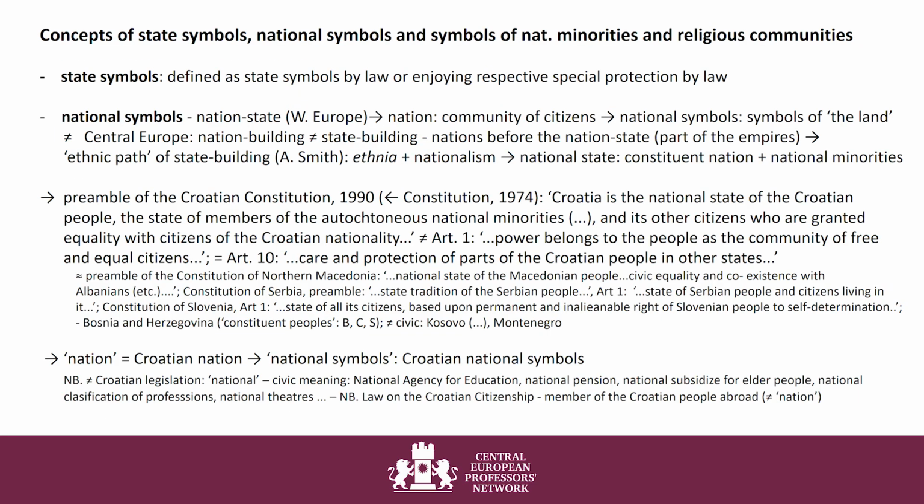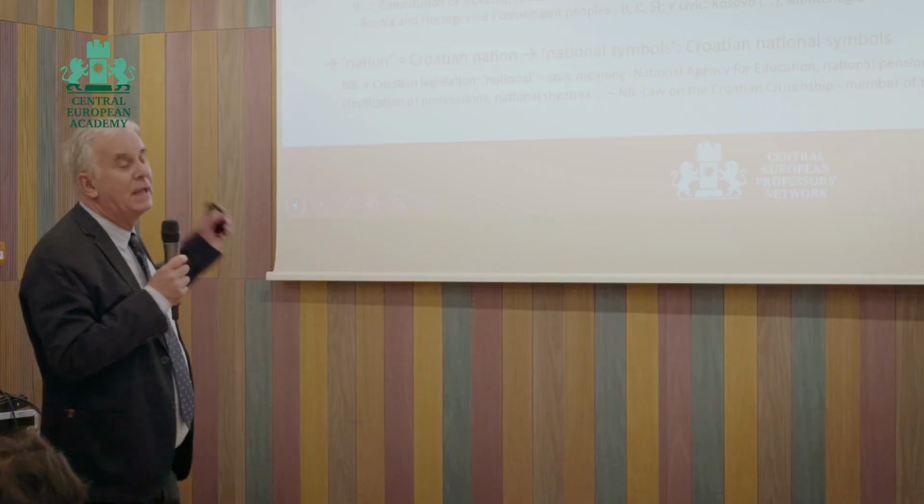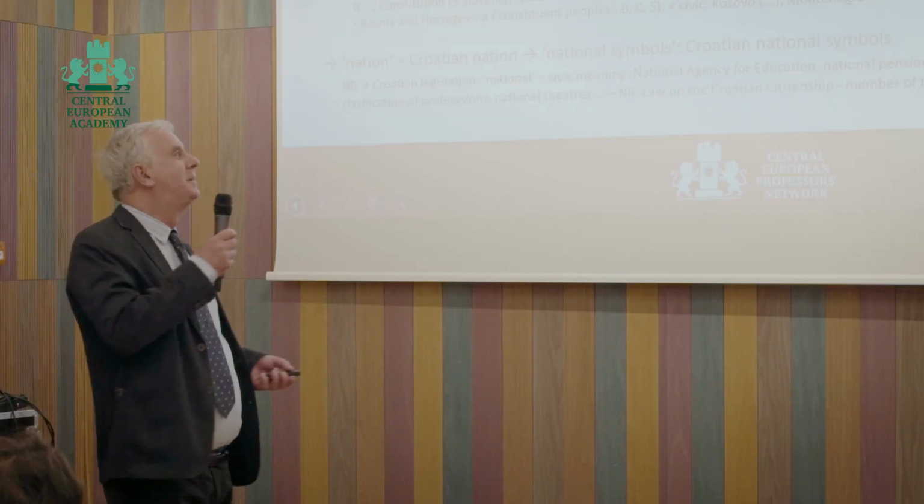and speak about today. I will first speak about the concept of the state symbols in general, relevant for this paper, the concept of national symbols and national minorities and religious communities. So the state symbols are the easiest to define. They are defined by law, or they enjoy respective constitutional legal provisions by the legislation. National symbols is of course a challenge.